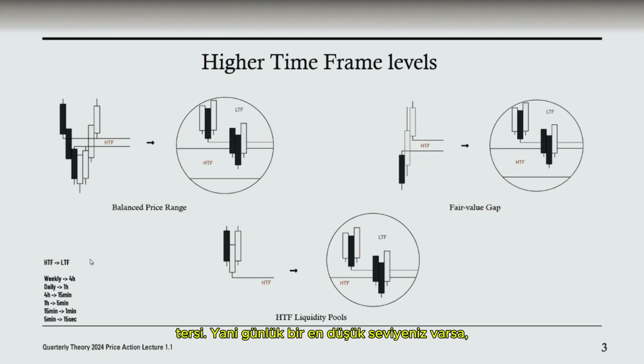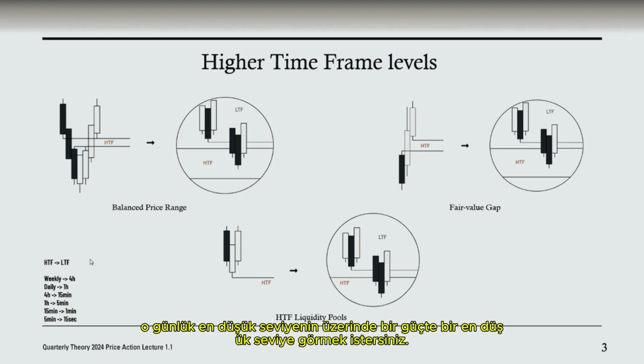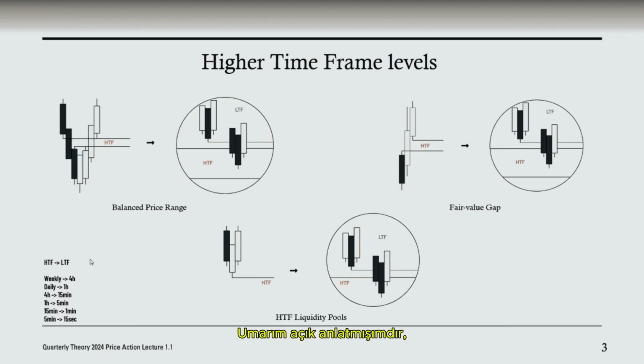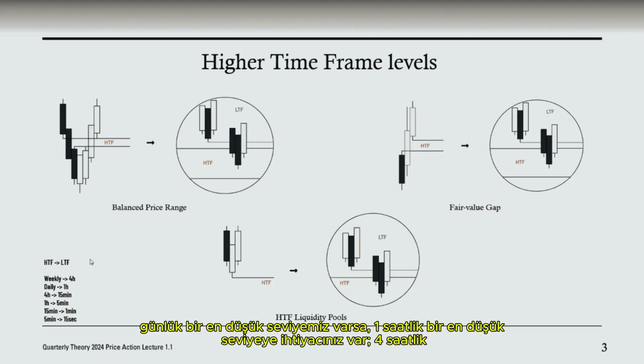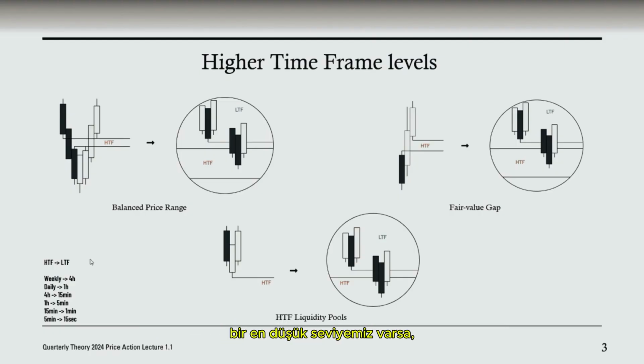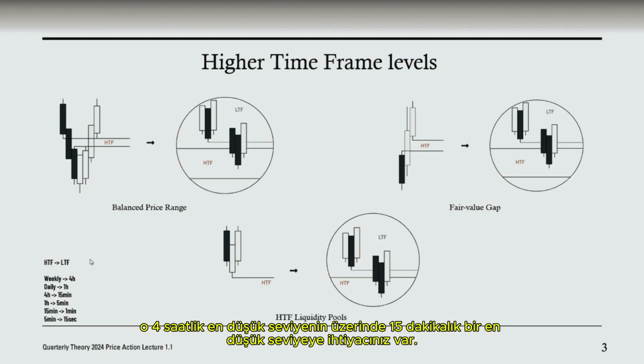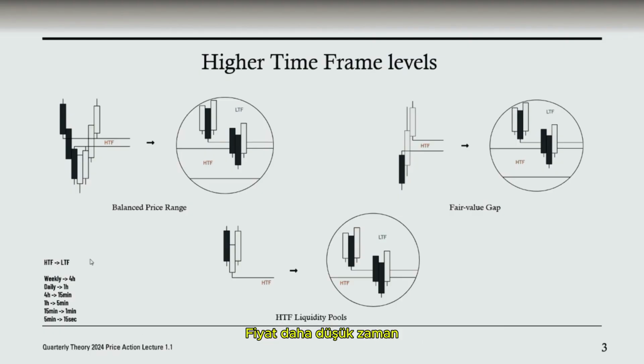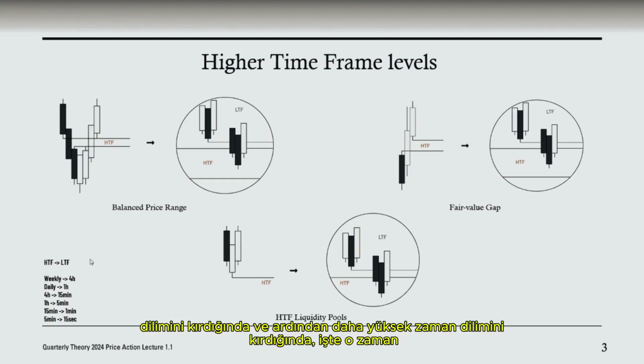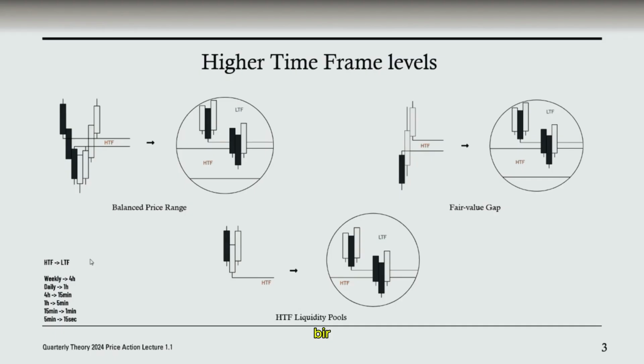So if you have a daily low, you would want to see a 1-hour low above that daily low. I hope that I'm being clear. If I'm not, then I'll probably have to answer a few questions, and that's fine, right? So if we have a daily low, you need a 1 hour low. If you have a 4 hour low, you need a 15-minute low above that 4 hour low. When price breaches the lower time frame and then breaches the higher time frame, then that's when you will find a setup, right?